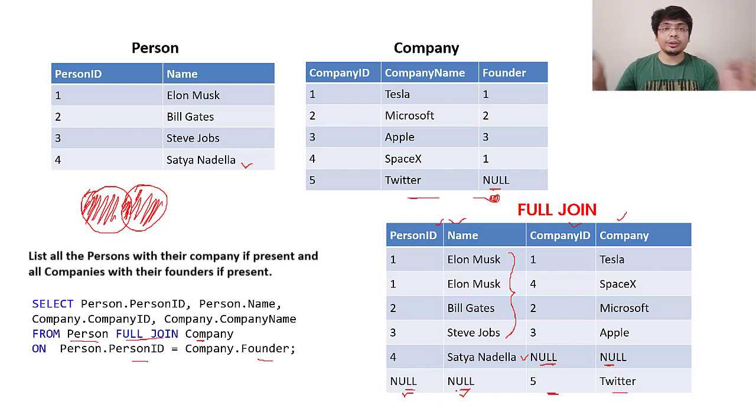It is a union of left join and right join. Go and see the output of both the left join and right join. You will see that all the values are combined without the duplicate values. So this is full join.